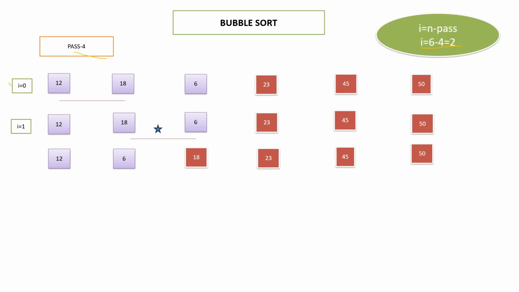It means that we are comparing the first two elements, because I is equal to 0 and our I plus 1 is the first index element. We find that our 12 is smaller than 18, so we don't need to swap the elements.